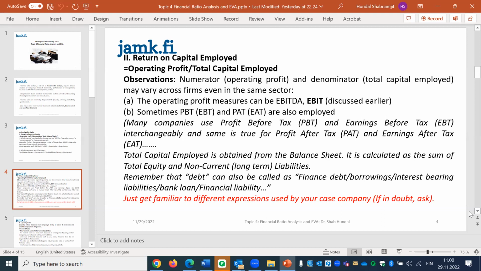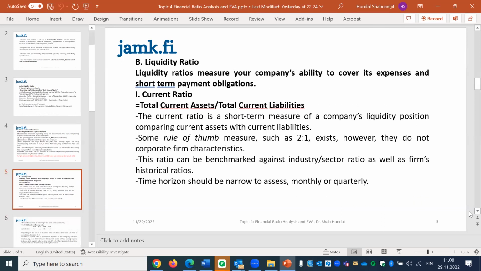And again, the interpretation is the same. The higher the return on capital employed, the better it is. We prefer more and more. The second diagnostic test that we have is called liquidity ratio. Liquidity ratio means how liquid you are, how well you can pay off your day-to-day expenses.